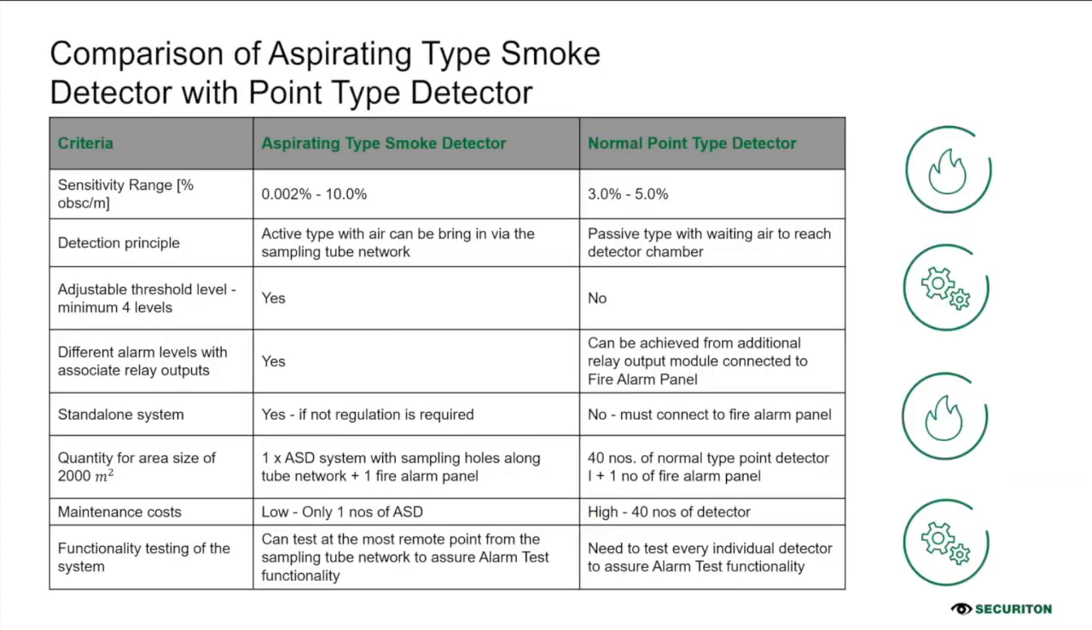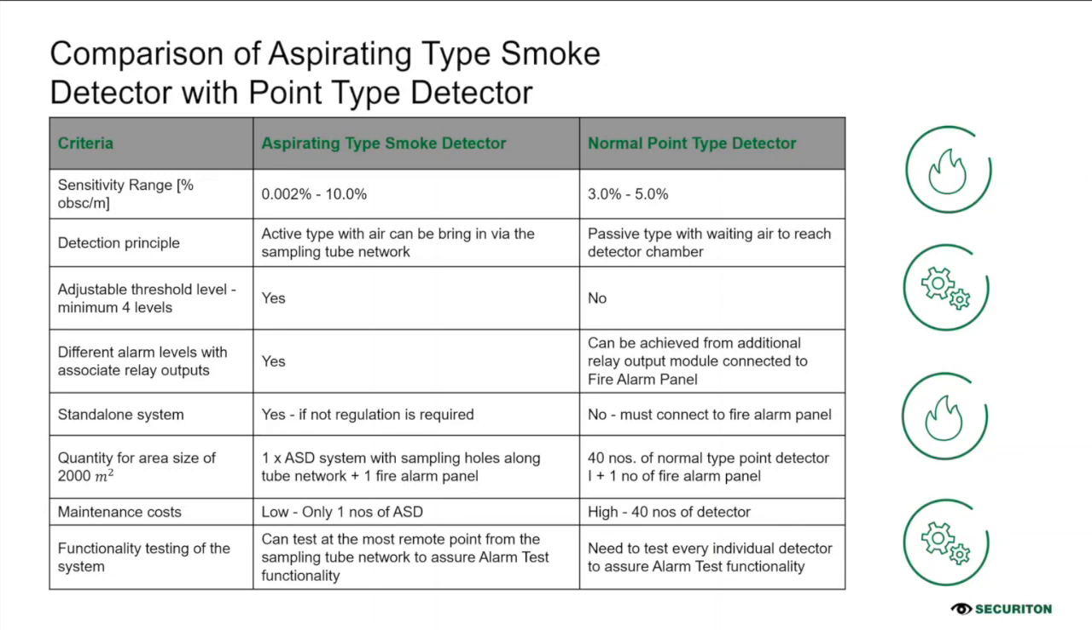Now, as I mentioned earlier, that's the application. Now we look into the fact that the standard also mentions the minimum requirement for protection would be a point type detector or a smoke detector. But the question always arises, people come to me and ask, okay, if I can use a point detector, why should I use an ASD? So here I do a comparison. What is the benefit of using an ASD compared to a normal point detector?